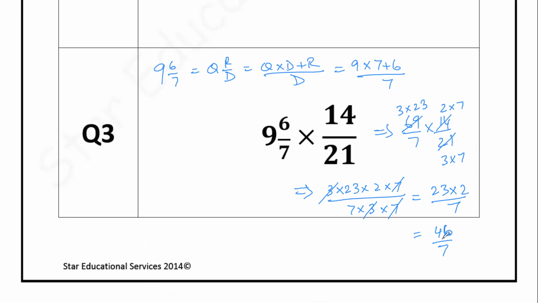Now 46 over 7, you can break it down further as a mixed fraction. So 7 goes into 46 6 times, and you got 4 as the remainder. This is your quotient, divisor, remainder. So quotient is 6, remainder is 4, divisor 7. Got it?